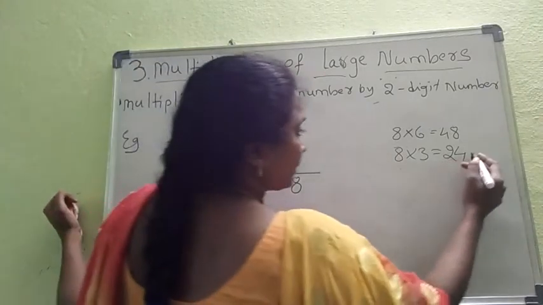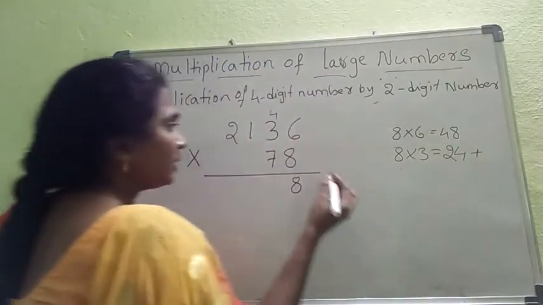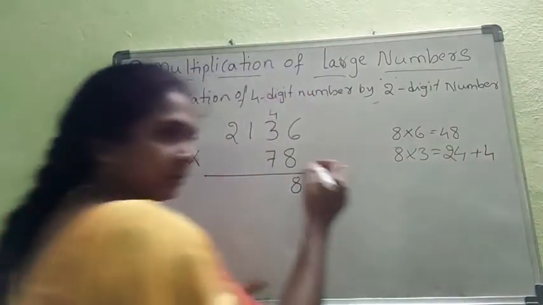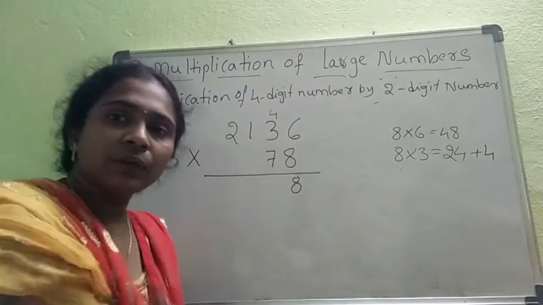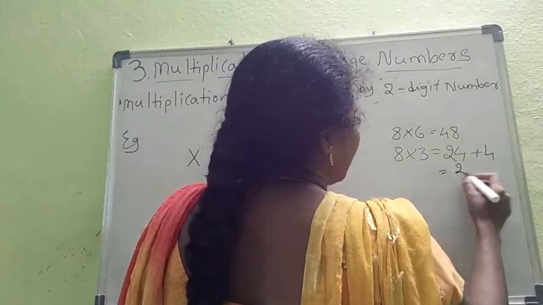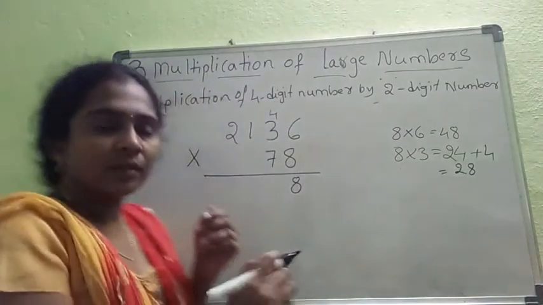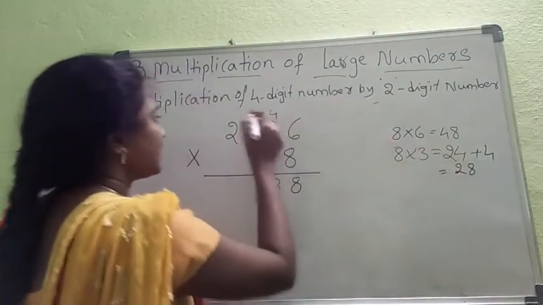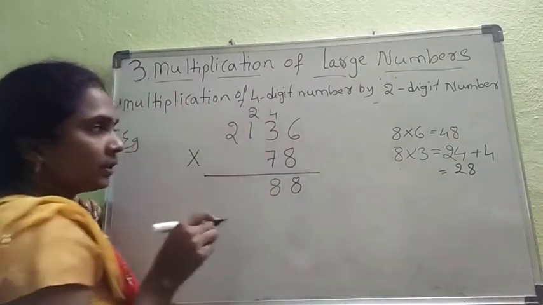8 into 3 product, 24 we got, right? Now you should add this carry. 24 plus 4. What is the value? That is 28. Again a 2-digit number. We should write here only 1 digit, and the second digit, that is the tens place digit, should be written as a carry forward.